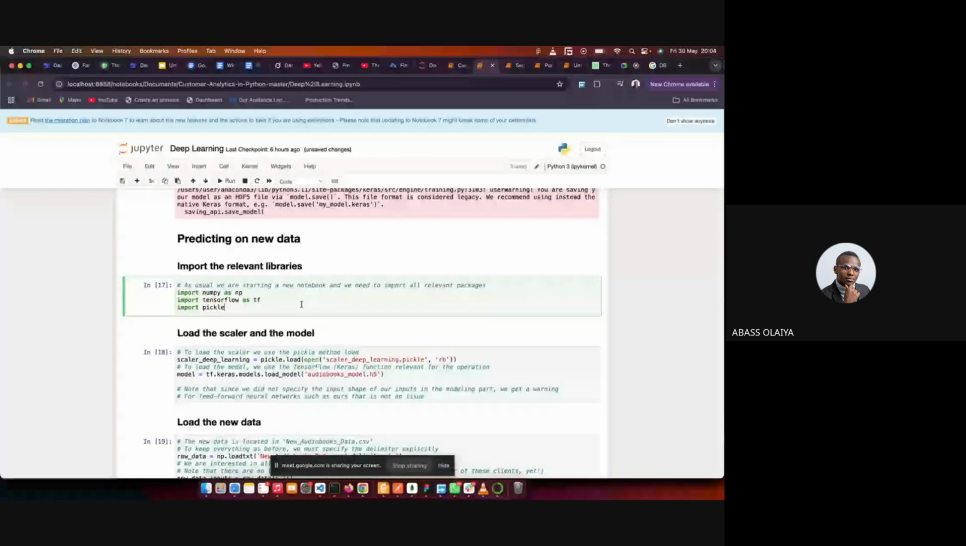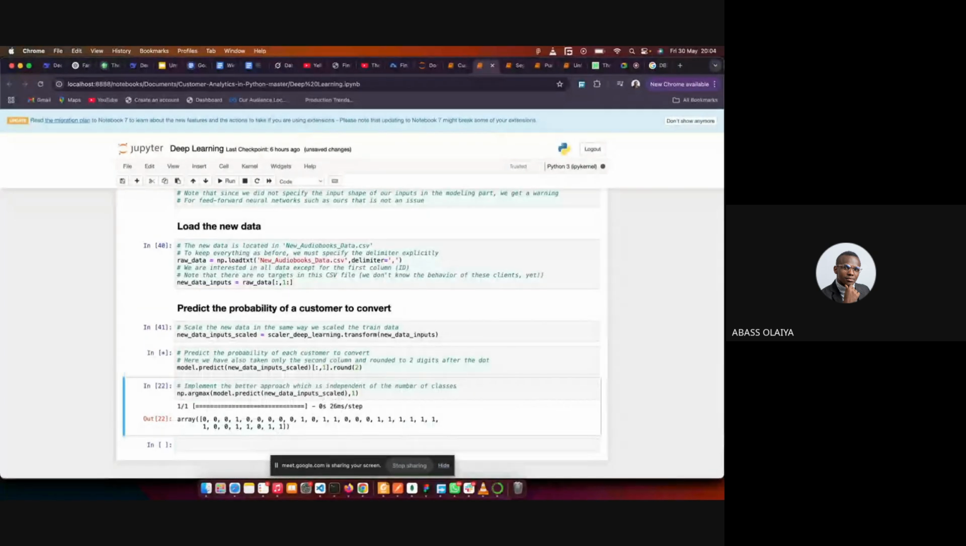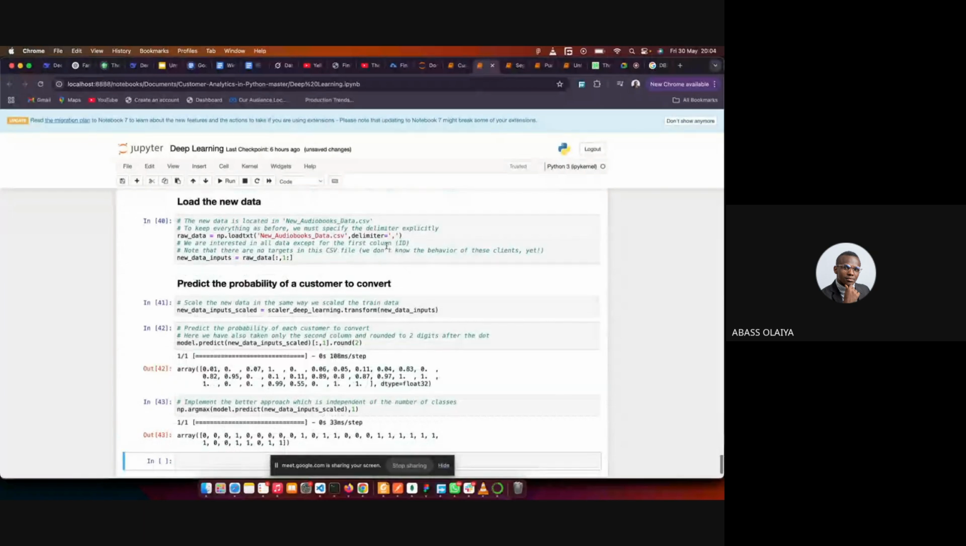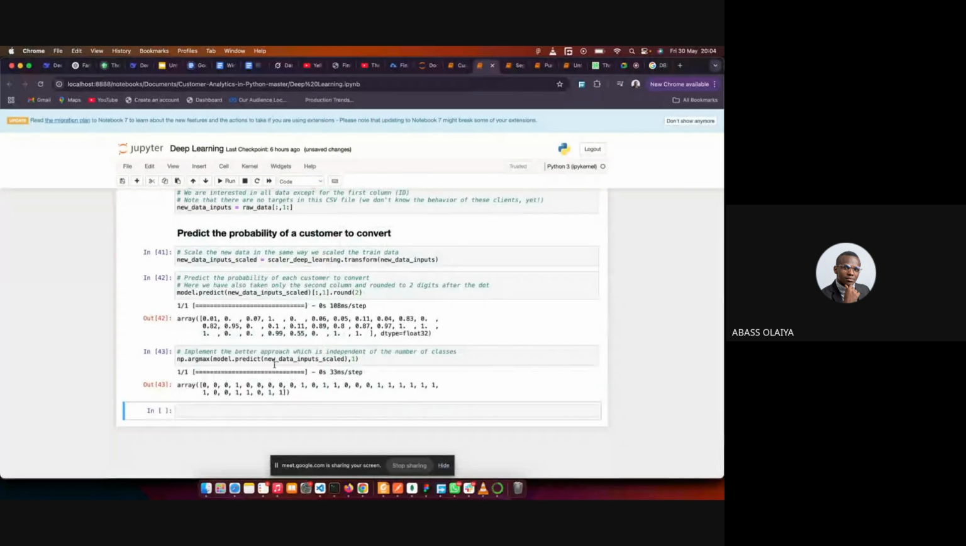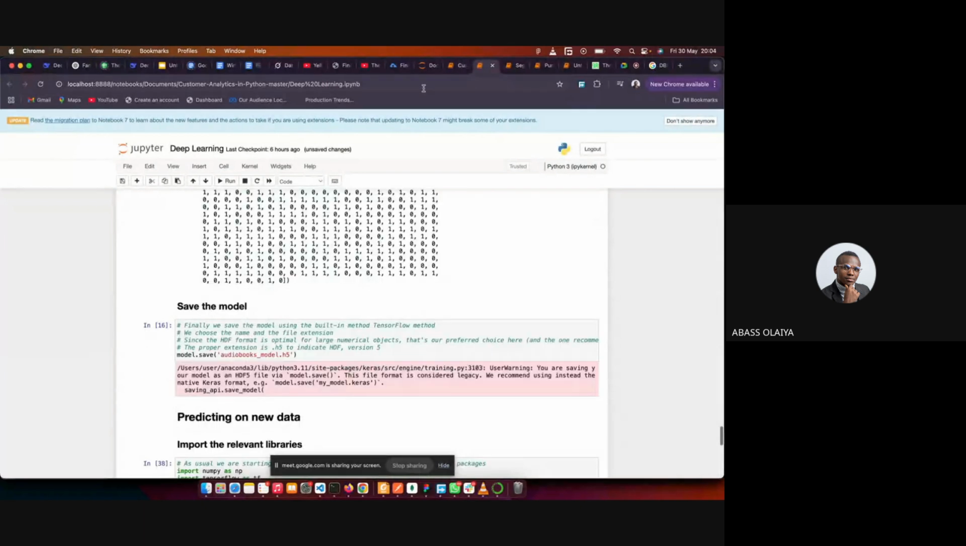And this is just saving our model. Another one, predicting on new data. So this is our deep learning model again, our audio.csv. So that's that. Let's go back to our slides so we can get on with our day.